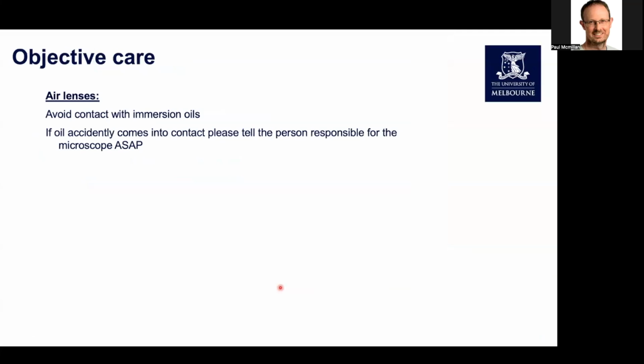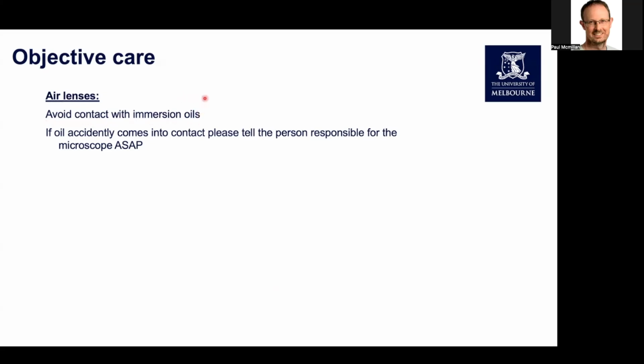So I mentioned that the objectives are probably the most important part of the microscope, and therefore we need your help to try and make sure that they're maintained properly. I mentioned there are lenses that normally have an NA less than 1, which don't need anything between the objective and the cover slip. These are what we call air lenses.